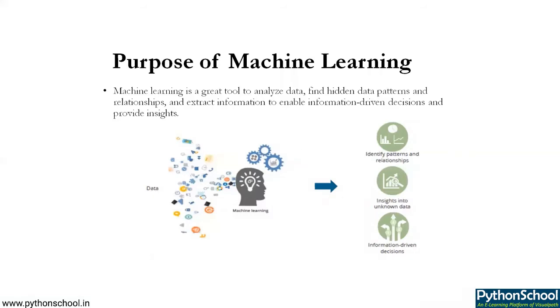What is the purpose of machine learning? Machine learning is a great tool to analyze data and find hidden data patterns, as we discussed earlier, and relationships, and extract information to enable information-driven decisions and provide insights into the data. So you have the data, you have machine learning algorithms here, which try to identify patterns. It provides insights into unknown data, and it allows you to make information-driven decisions.